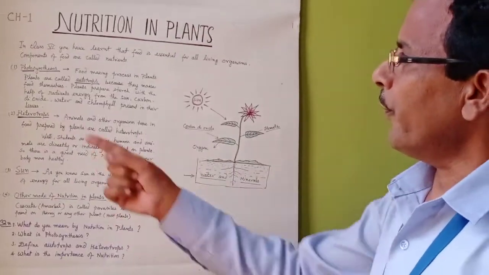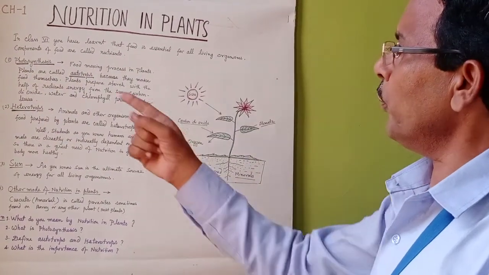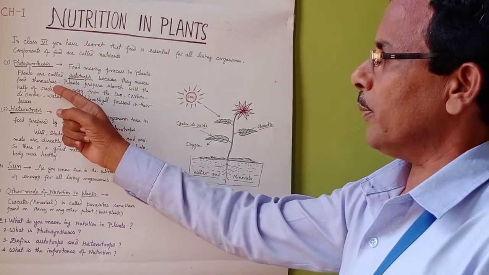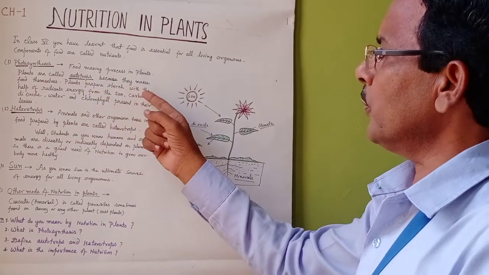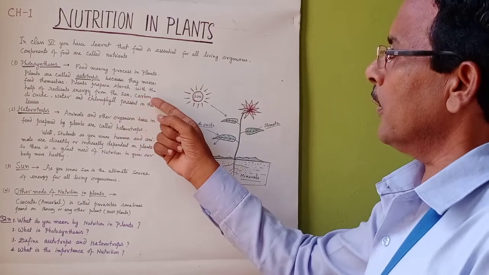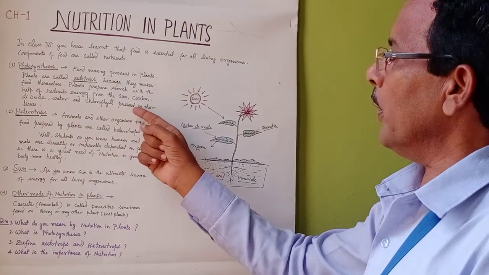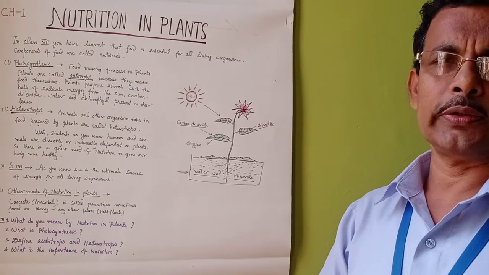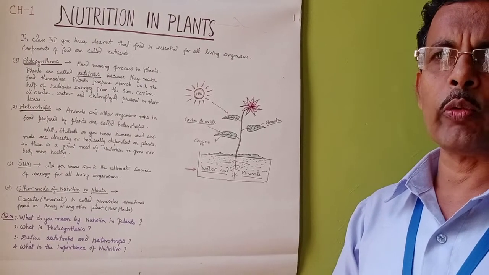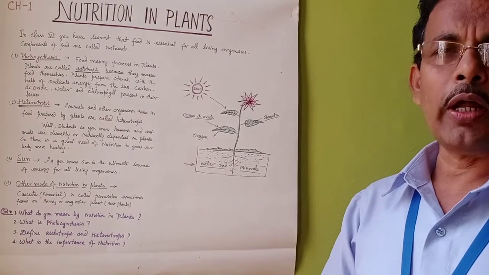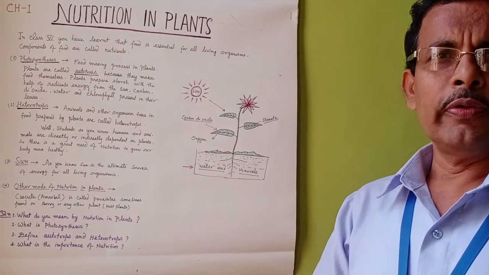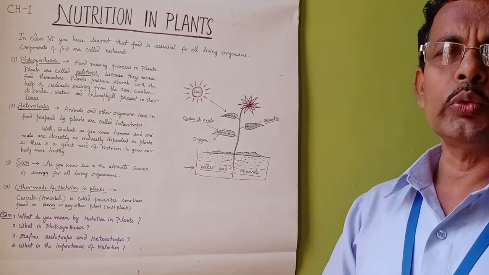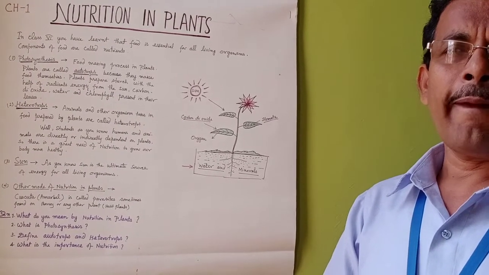Now, photosynthesis, a food making process in plants. Plants are called autotrophs because they make food themselves. Plants prepare starch with the help of radiant energy from the sun, carbon dioxide, water, and the chlorophyll present in the leaves. So it is very important to know the process of photosynthesis. Photosynthesis is very much required for the plants, because in the leaves there is chlorophyll, and that chlorophyll is very helpful to trap radiant energy from the sun.